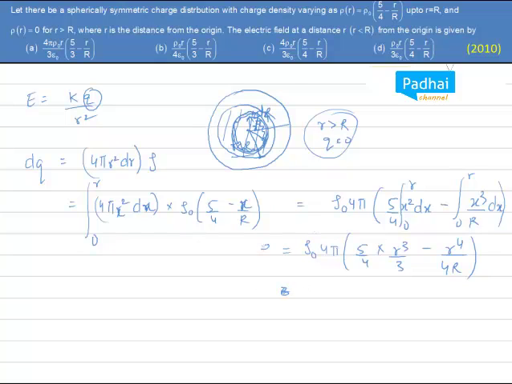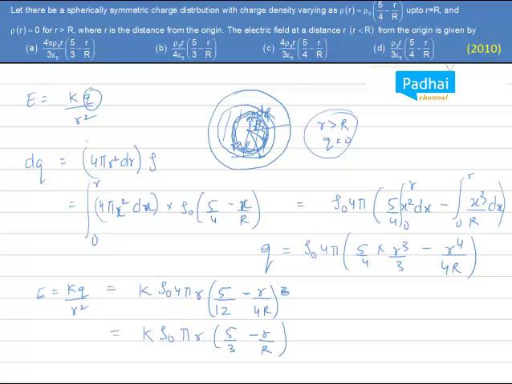So this will basically eventually give me, I can take this out as common, and if I put this entire thing, this is q in this formula, so E will be equal to kq by r square, or I can write it as k into rho naught into 4 pi, right, into R (5/12 minus R by 4R), right? Now I can take 4 as common as well, so I can write it as k into rho naught into pi R (5/3 minus R by R), right?